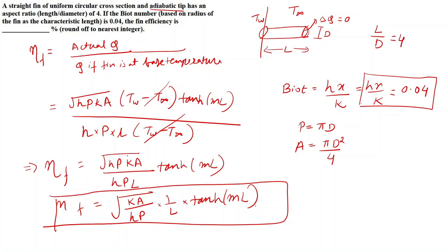So from here you can see that this m factor we define as under root of hP upon k. If we replace this under root of hP by k over here, we get tanh(mL), and this will become 1 upon m, and this is 1 upon L already. So my final fin efficiency is tanh(mL) upon mL. You can straight away remember this equation for the fin efficiency.